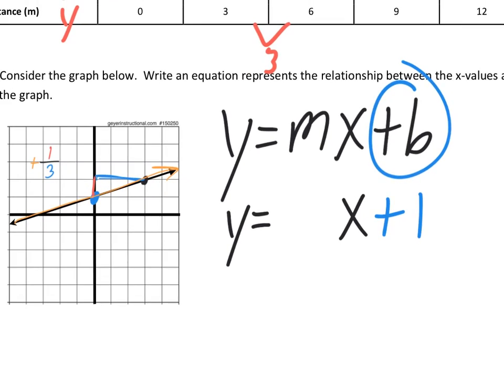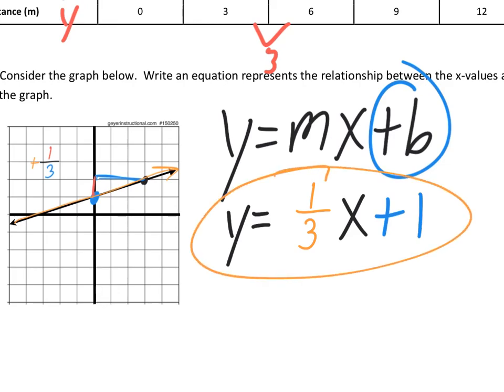So now I'm going to take my slope and I'm going to plug in 1/3. This is the equation we are looking for. Slope of 1/3, y-intercept of 1.